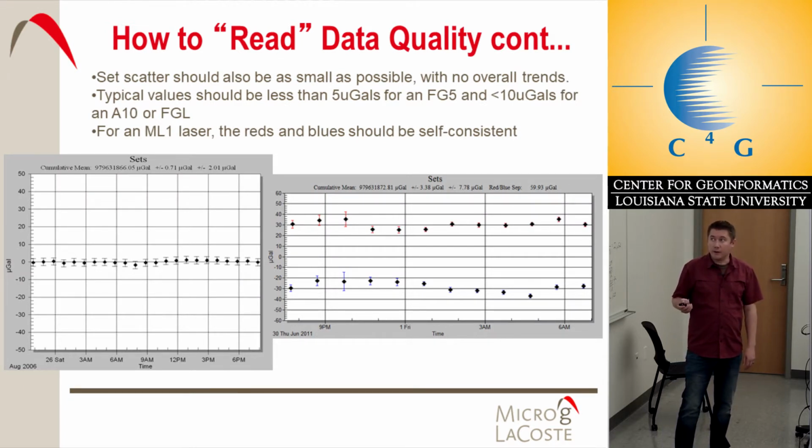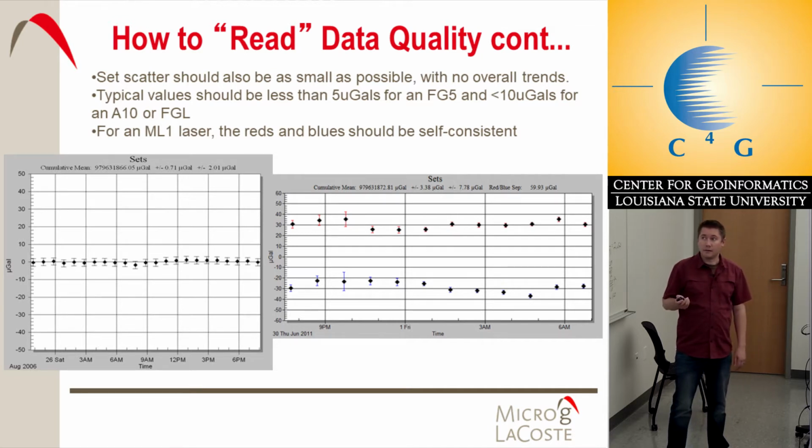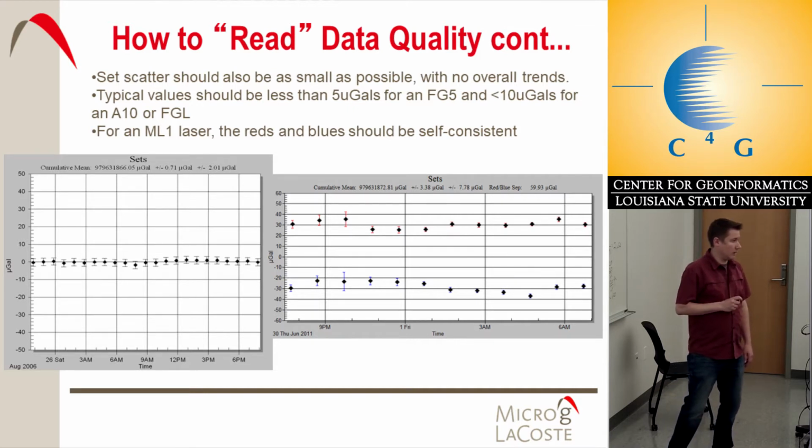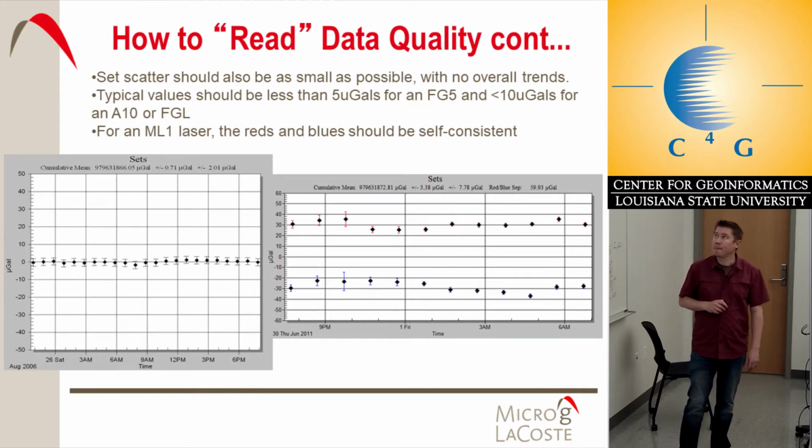Set scatter should also be very small, and the set should be very flat. 2 microgal is great. The A10 runs a little bit different. You actually have to run red blue as frequency, and if you average, the gravity value is actually perfect. But again, make sure each red blue is pretty flat.